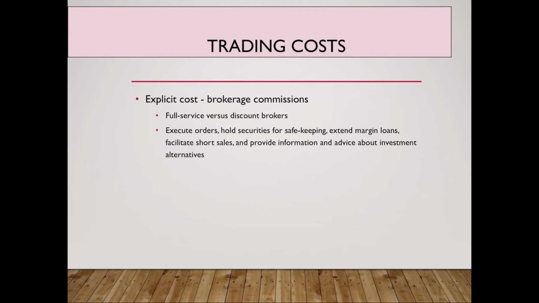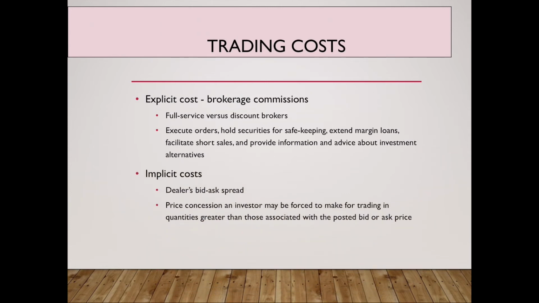Some features of brokers: they execute orders, they hold securities for safekeeping, they extend margin loans, they facilitate short sales, and they provide information and advice about investment alternatives. So these are explicit costs, your brokerage commissions, your brokerage fees. Implicit costs deal with your dealer's bid-ask spreads. So this is compensation to cover the market maker's inventory risk and operating costs.